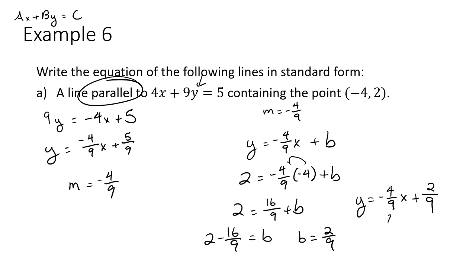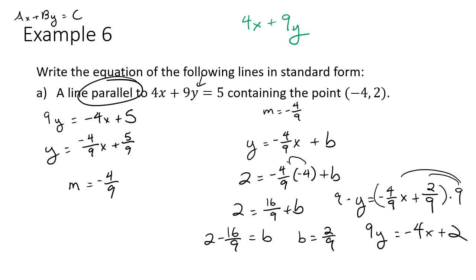And so what I'm going to do to get rid of these denominators of 9 is multiply both sides of the equation by 9. So we get 9y, and then it just cancels the denominators on the right. So it's equal to negative 4x plus 2. And then I just need to add 4x to both sides to move it over to the left. And so our final answer for real this time would be 4x plus 9y is equal to 2.